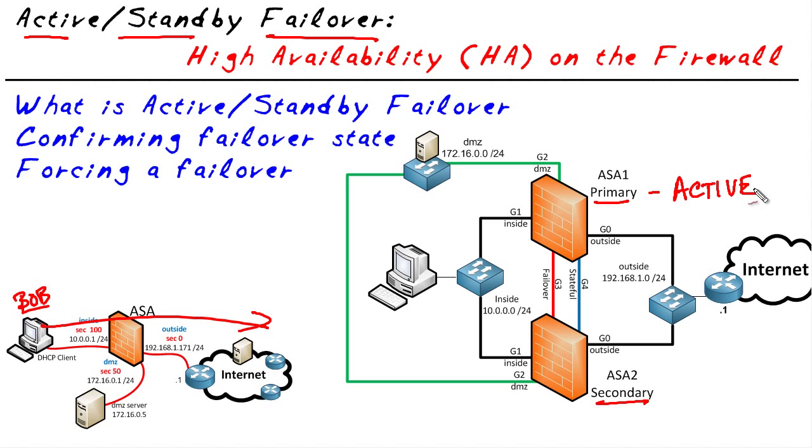Now it's good to be active. It's good to exercise, it's good to move. And in active standby failover, active simply means this is the ASA that's doing the forwarding. So when Bob goes out to cbtnuggets.com, it's this firewall in measurable terms that's forwarding the packet and maintaining the session state table so the reply traffic can come back.